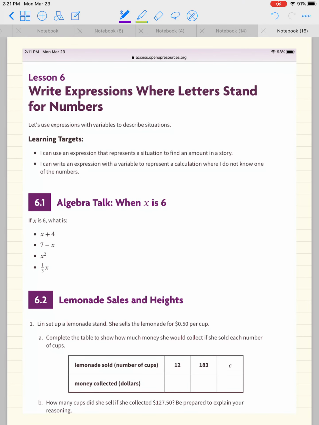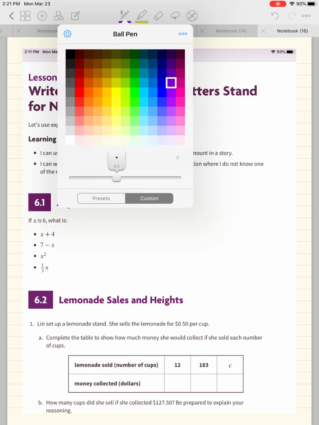Hi guys, right now we're going to go ahead and do Unit 6, Lesson 6, write expressions where letters stand for numbers. A little bit out of breath because I just ran up and down my stairs a couple times. But yeah, let's go ahead and get started.